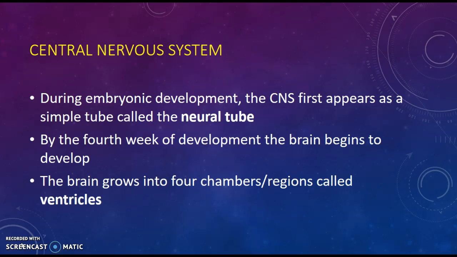When you're first developing in the womb, you create what's called a neural tube, and it really is a tube, and that's the start of the central nervous system. By the 4th week, you can already start to see the brain beginning to develop, and it's starting to grow into certain chambers called ventricles.